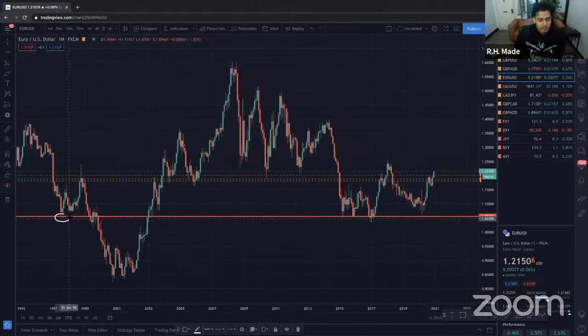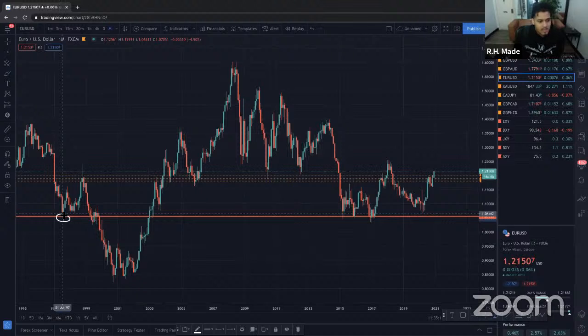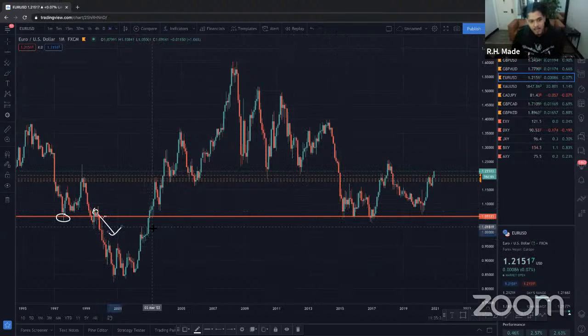At one point in time, this was 1997, as you can see at the bottom. This was support. Price broke this area and it became resistance. Price came back and broke this resistance area, and it became support. As you see, the retest came right away. Price passed the retest and continued on the uptrend.